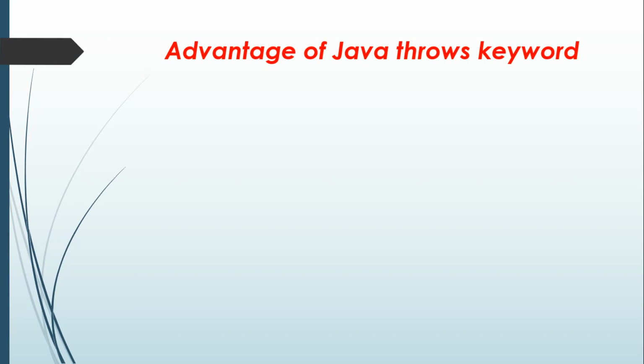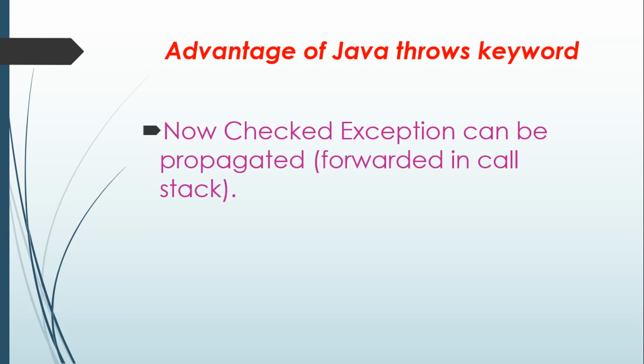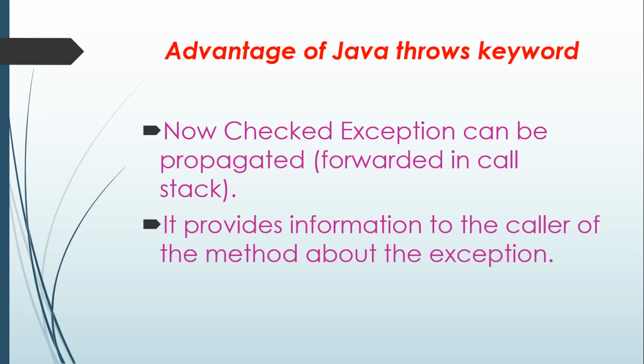Here are some advantages of the Java throws keyword. First, a checked exception can be propagated, which means the checked exception can also be forwarded in the stack. Second, it provides information to the caller of the method about the exception. If that method is called by some other method, it also tells that this method contains an exception or not.